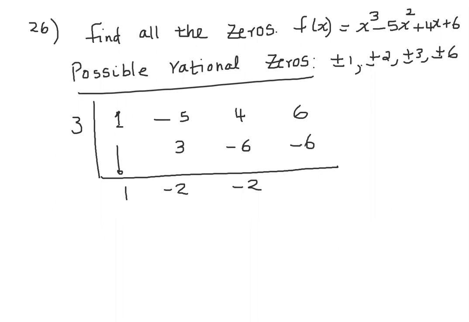So it works. I got 0 as my remainder. That means 3 is a 0. So that is our first 0. So to find the next ones, I have to solve this quotient.